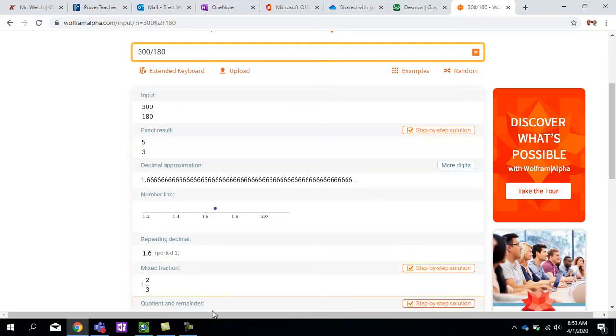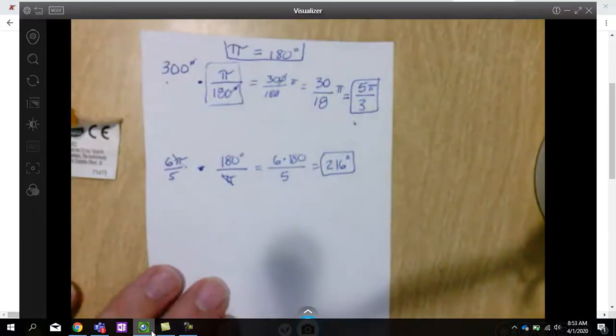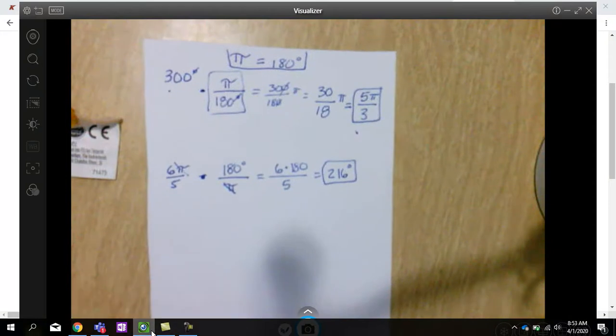So whatever method you want to do, but those are the two different types of problems that we're doing today, going from degrees to radians and radians to degrees. All right, good luck, and shoot me some questions.